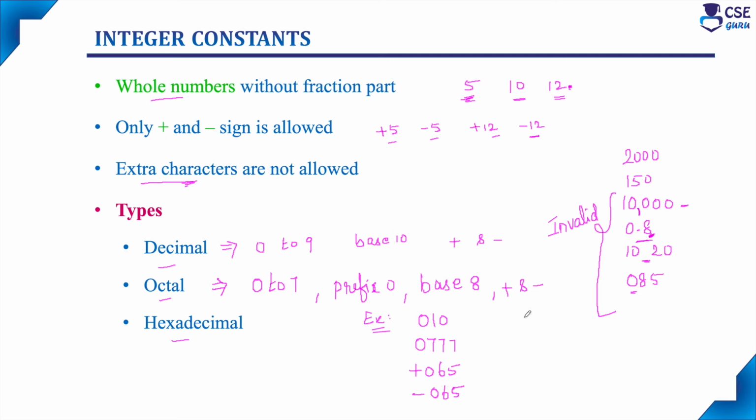So the invalid octal constants, if you are considering, 10,000, here we have added an extra character. This is an invalid octal constant and also prefix 0 is not there. This is invalid since the decimal point is added here. Here space is added. This is a special character. So this is not a valid octal constant. We should not include extra space. This is an invalid octal constant since prefix 0 is not there. So these are all the valid octal constants and these are all the invalid octal constants.